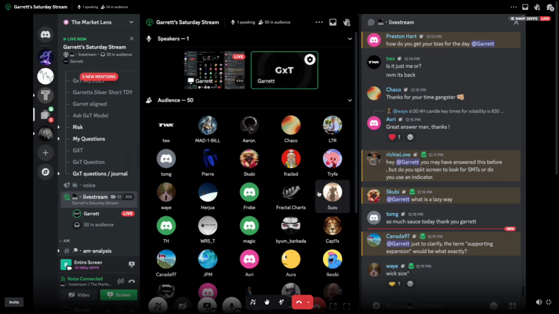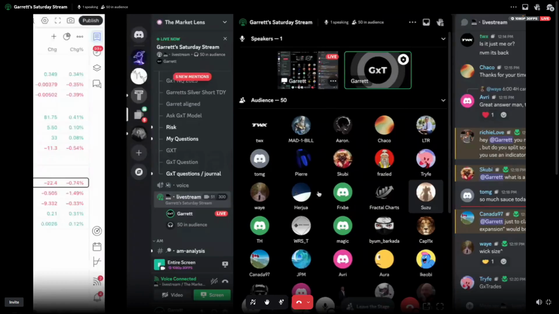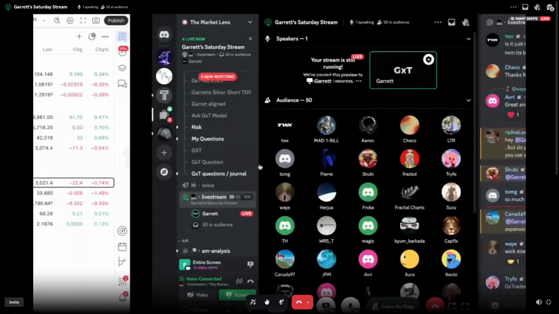Hey, when you answered this before, how do you split screen? Oh, I don't split screen for SMTs or use an indicator. Like when I trade, I don't like to have split screen personally.